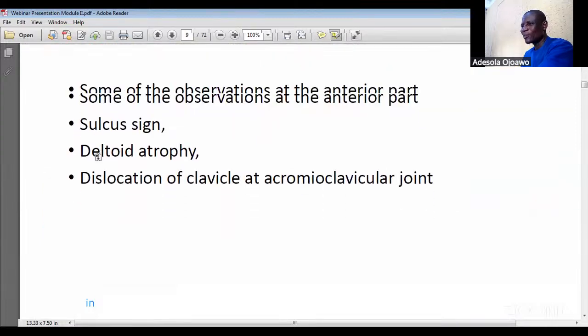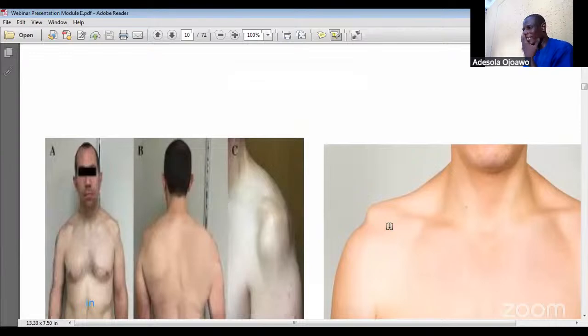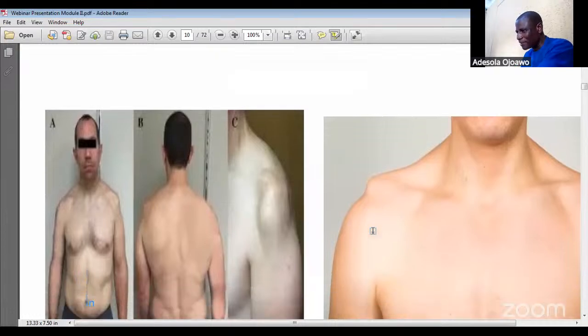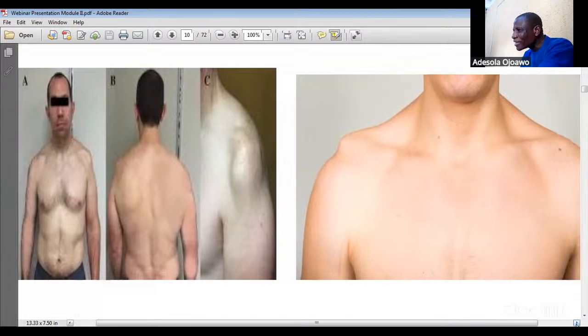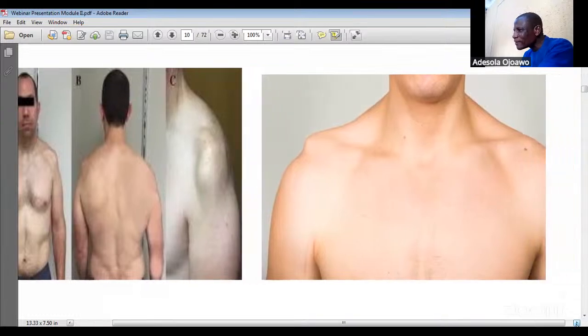So when you look at this, we call it shoulder separation, because here the acromion is distinct. Then you compare this to the other side. Can you see that the acromial process here is not as distinct as what you have here? Look at the edge of the acromion process here.